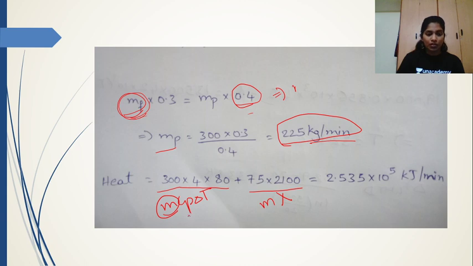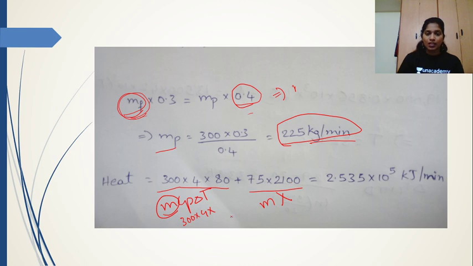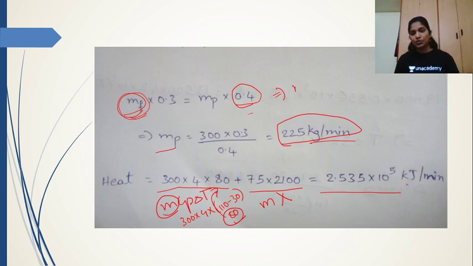So m is the mass of the feed, which is 300, into 4, into the temperature difference, 110 minus 30, which is nothing but 80 degrees centigrade, right? After substituting this, you will get the rate of heat transfer as 2.535 into 10 power 5 kilojoules per minute. So this is the amount of heat that we require for the process.